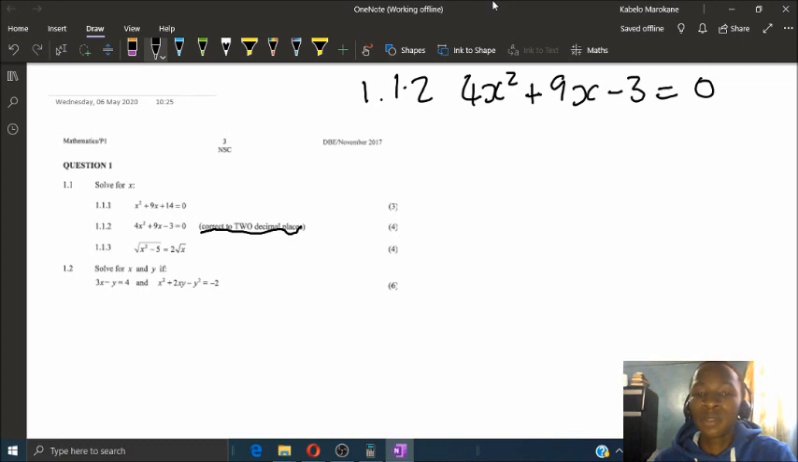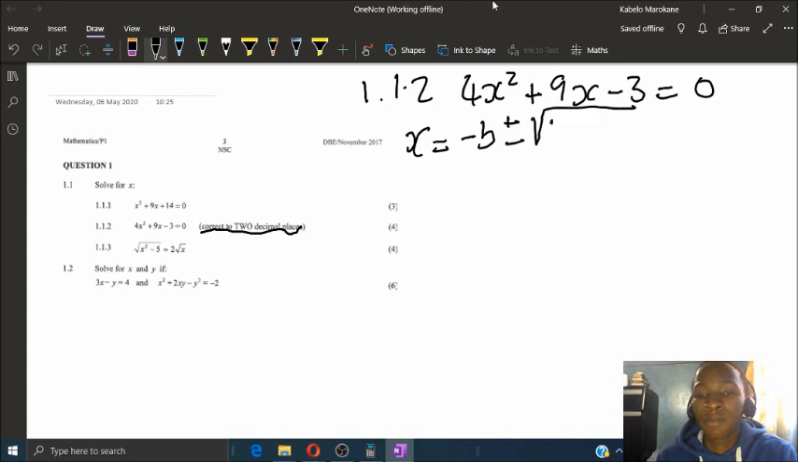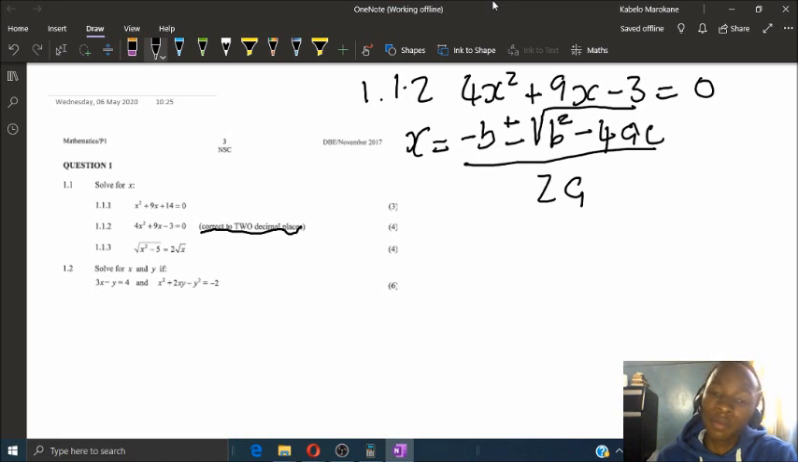So we are using the quadratic formula, which says x is equal to minus b plus or minus the square root of b squared minus 4ac, all over 2a. So we all know that 4 is a, 9 is b, and minus 3 is c. So let us substitute.